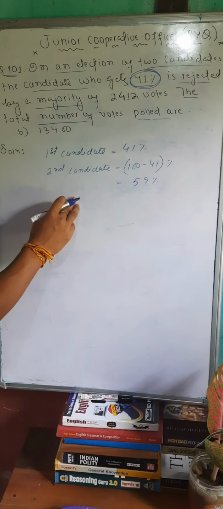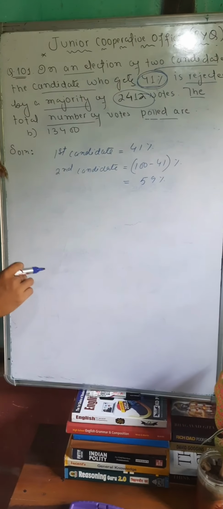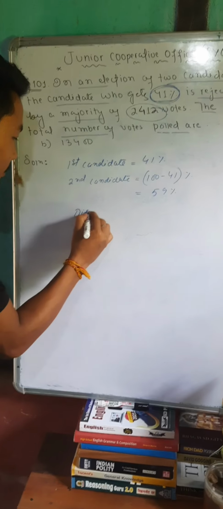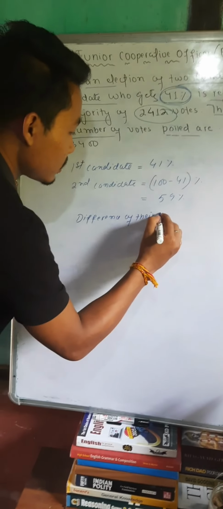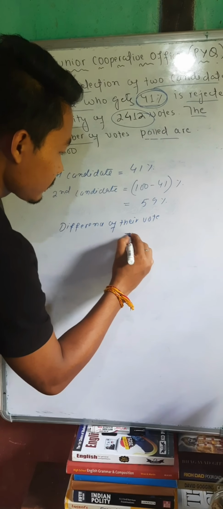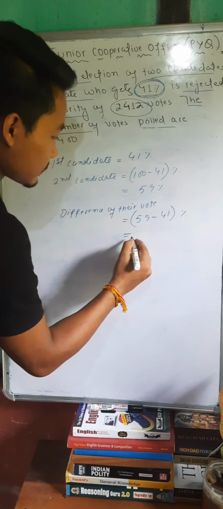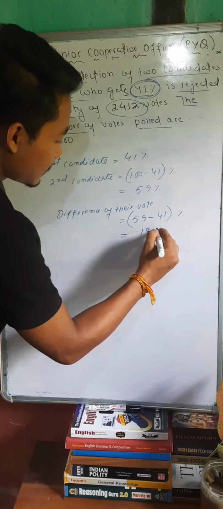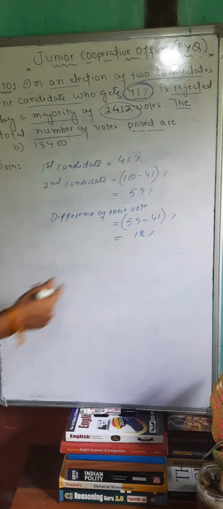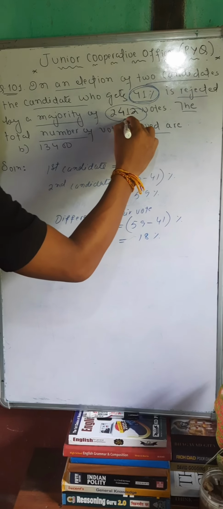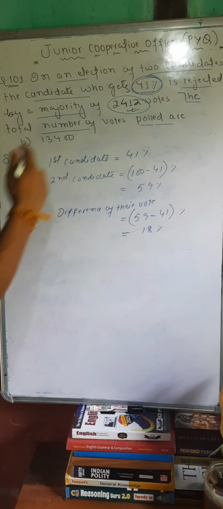So, what is the hint given to us? 2412 votes is the vote difference between the two candidates, the difference of their votes. 59 minus 41%. 59 minus 41 gives us 18%. That is the total vote difference between the two candidates, and that 18% vote is 2412. Now we need to find the total number of votes polled. It is unknown to us.